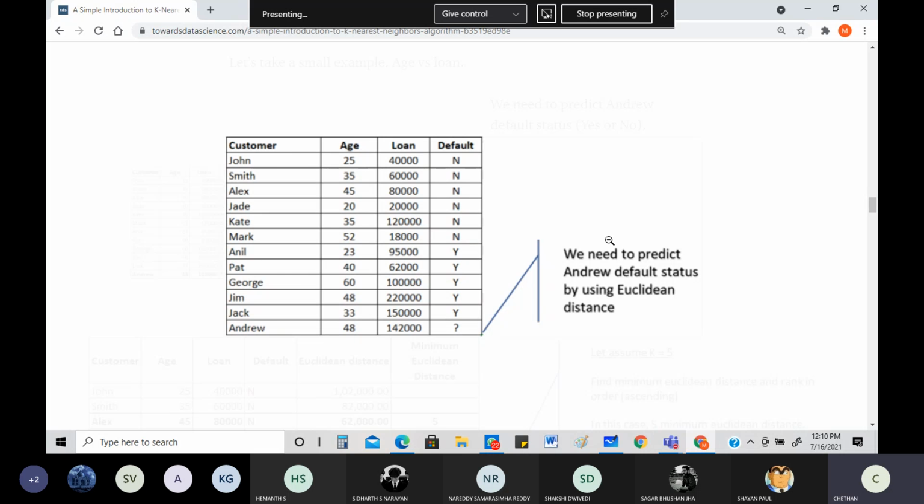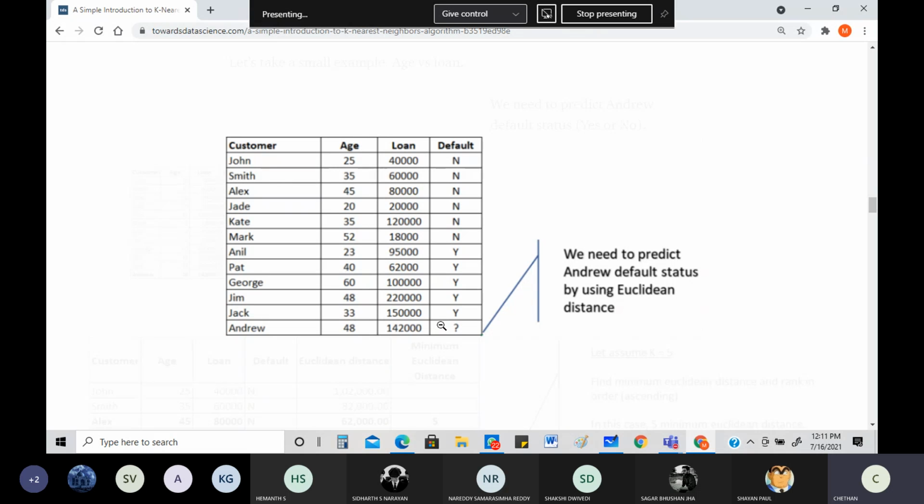I need to classify Andrew as either a defaulter of loan or not. Here Y represents yes, that he is going to be a defaulter of loan, which basically means he is not going to pay the loan. N represents no, which basically means he is not going to be a defaulter. He is going to repay his loans. But we don't know anything about Andrew. We know only 2 values: one is the age, the other one is the loan factor. Only these 2 things are known.